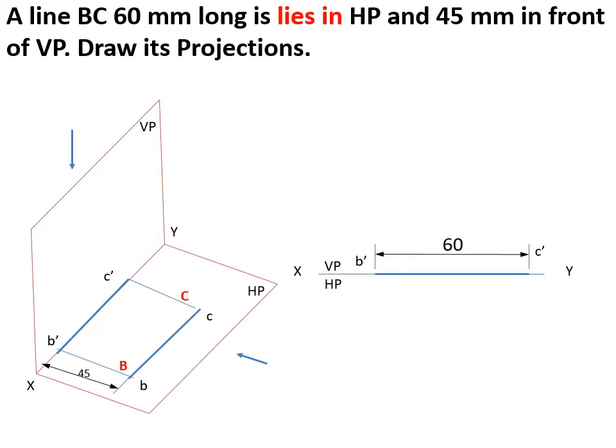Now for the top view, it is 45 mm in front of VP. So 45 mm away from the XY. So we extend the projector from the points B dash and C dash, and complete the top view as the same true length, 60 mm long. Representation is B and C as your front view, and the top view is completed for this problem.